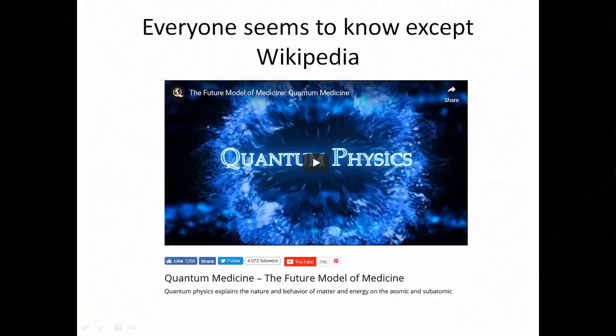For example, the SE5 and radionics, which I'll talk about in a few moments. They last about 48 hours and then that's it, and somebody takes them down. So it doesn't really surprise me that quantum medicine does not exist on Wikipedia. But everyone else seems to know about quantum medicine.